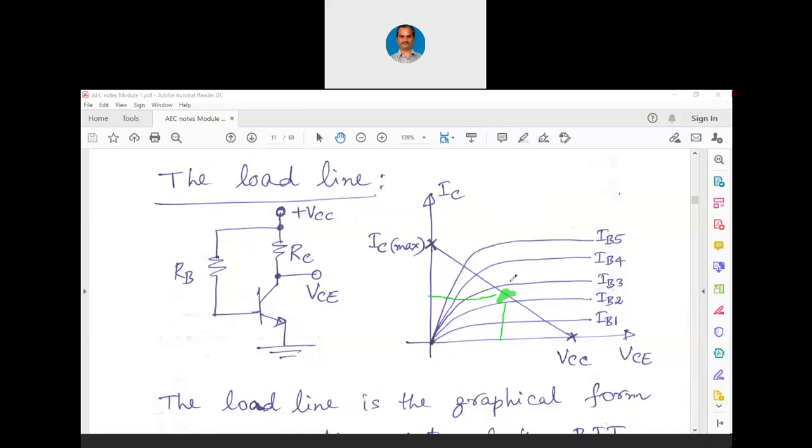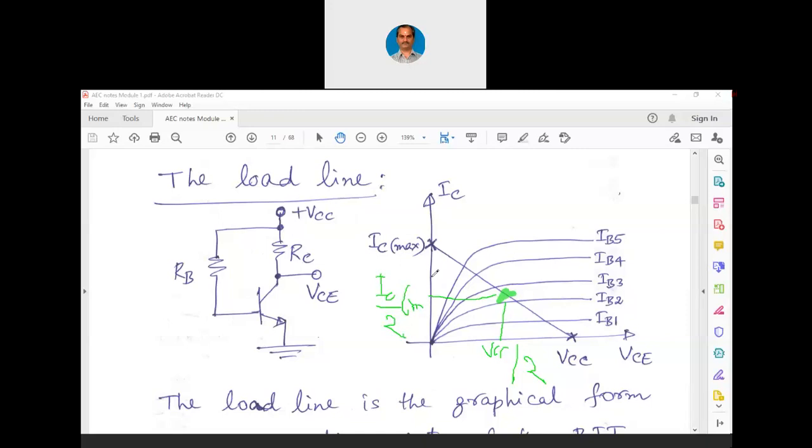Let me continue now. When we set a Q point exactly here, this is now VCC by 2 and this is now IC max by 2. Let me write. This is VCC by 2 and this is IC max by 2. I am using the mouse itself for doing annotation. Anyhow, it is only for temporary purposes, so it does not matter. So, this should be IC max by 2.